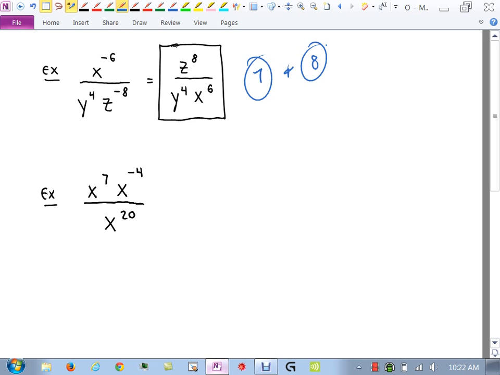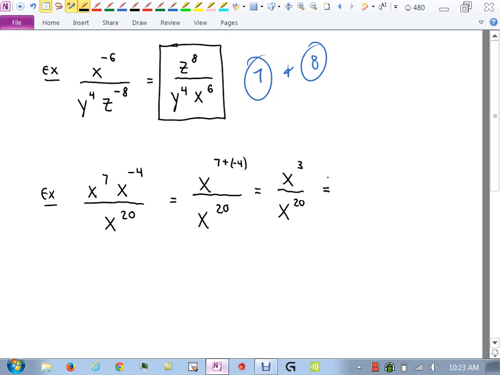Okay, you want to use property 1 on the top? We can do that. Everyone agree that that's okay? All right, I agree. So what would it become? According to this, I add those two powers, right? I do 7 plus negative 4. I'm doing x to the 7, I'm adding to it negative 4, which is the same as subtracting. So the top becomes x to what power? x to the third over x to the 20th.